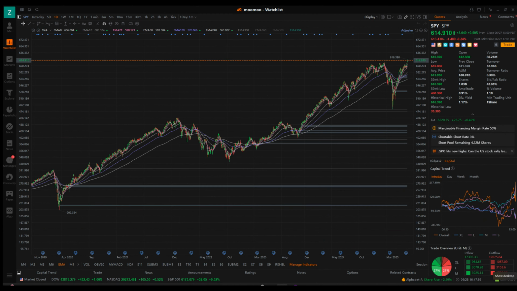So which ones should you use? That depends on your style. If you hold for just a few days, stick with the 8-day and 12-day. If you're in for a month or a quarter, go with the 20-day and 60-day. And if you're in it for the long game, say a year or more, then the 60, 120, and 240-day MAs are your best friends.